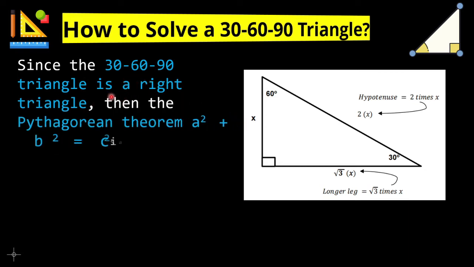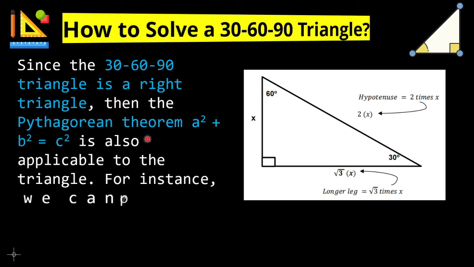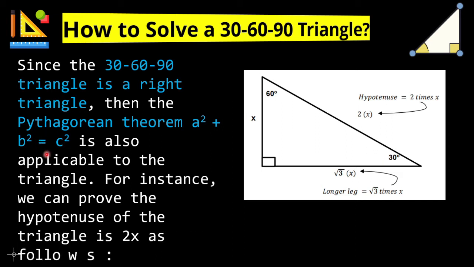Since the 30-60 triangle is a right triangle, then the Pythagorean theorem a squared plus b squared is equal to c squared is also applicable to the triangle. Kaya yung sinasabi kanina na otherwise you can use Pythagorean theorem to find the remaining unknown side. For instance, we can prove that the hypotenuse of the triangle is 2x as follows. So tara, solve natin, ipuprove natin ngayon na ito ay ganyan yung value niya using Pythagorean theorem.